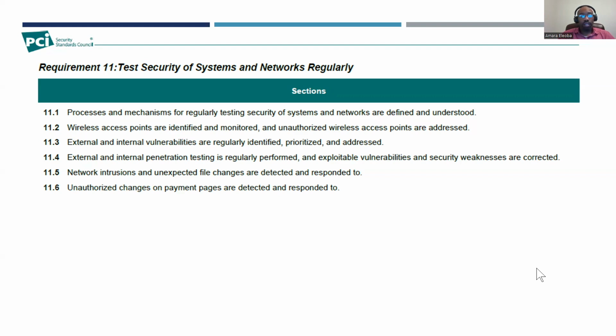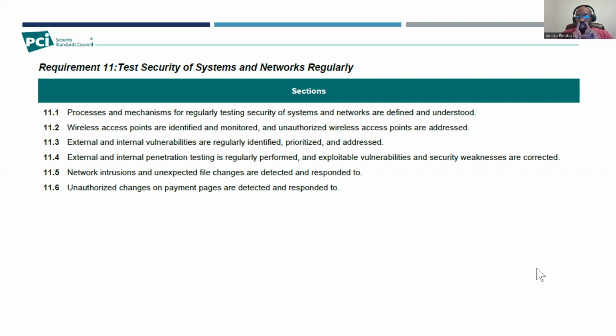Okay, then 11.3, external and internal vulnerabilities. We want to make sure that it's regularly identified, prioritized, and addressed. For external and internal penetration tests, we want to make sure it's performed regularly and exploitable. Now, this is a key here.